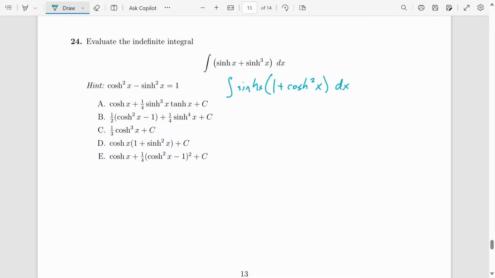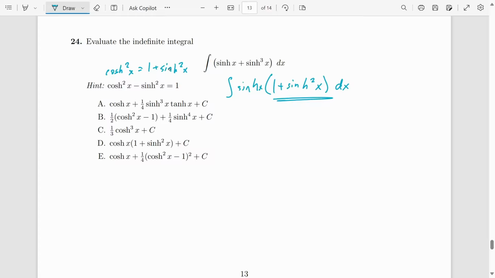all dx. And now, if we look back at the left here, cosh squared minus sinh squared equals 1, we can rewrite this. We can just subtract or add a sinh squared to both sides. So cosh squared equals 1 plus sinh squared. And you'll notice here, that's exactly what we have. Oh, I wrote a cosh here instead of a sinh. I don't know why I did that. That's supposed to be a sinh.